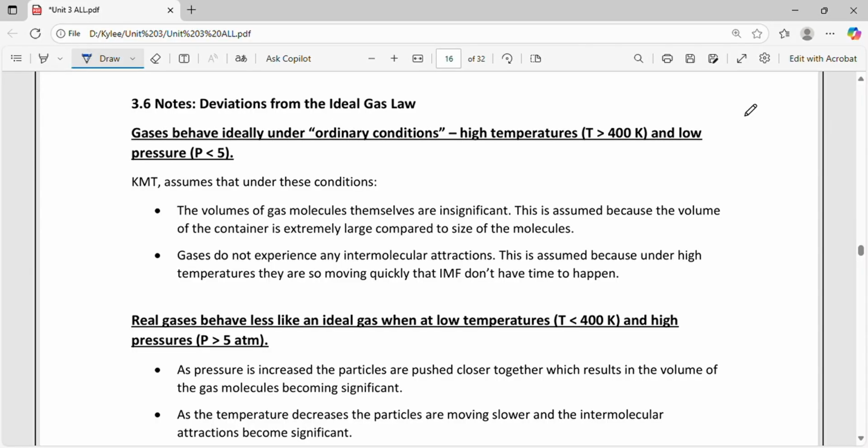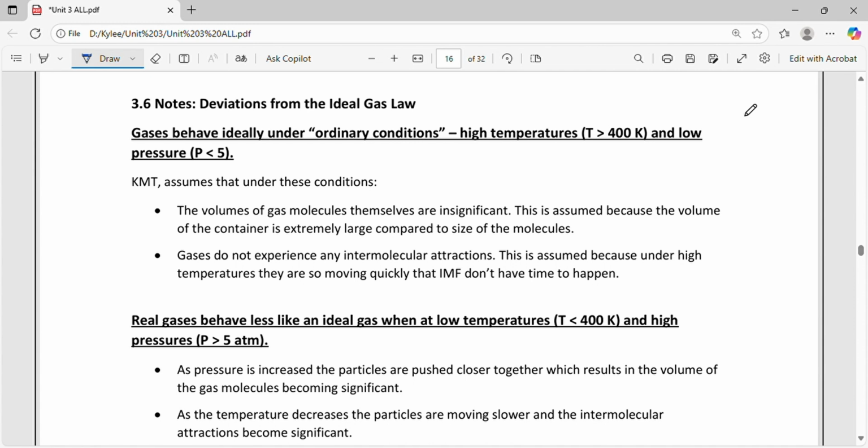Everybody. We are here with 3.6 notes, deviations from the ideal gas law, and I am Miss List bringing this to you today. One of the things that gets kind of glossed over in regular chemistry, if you've had a first year course, is what exactly is an ideal gas and why do we call it the ideal gas law?